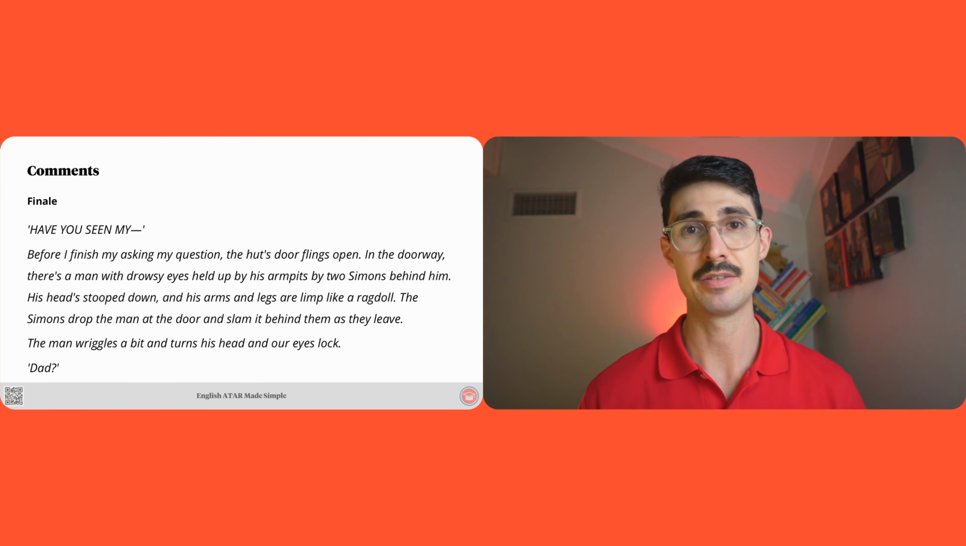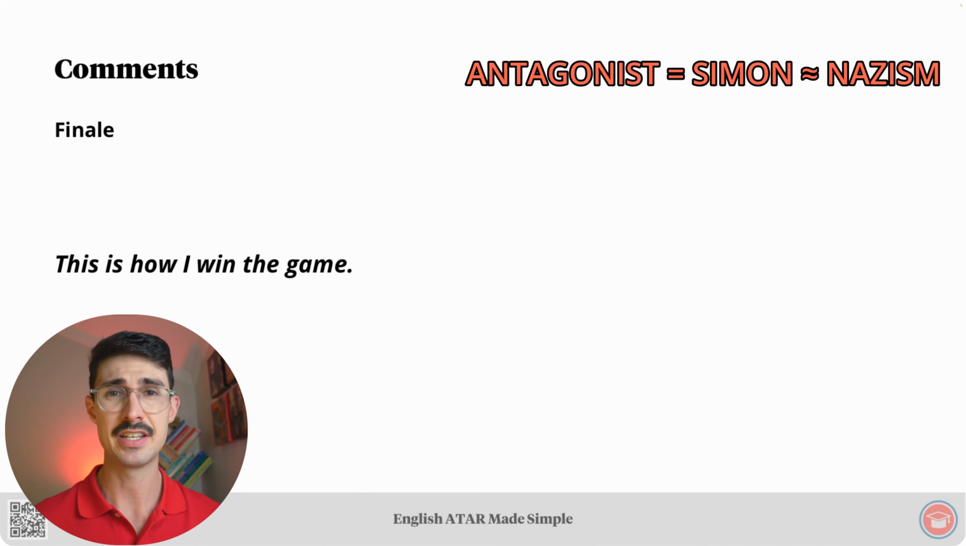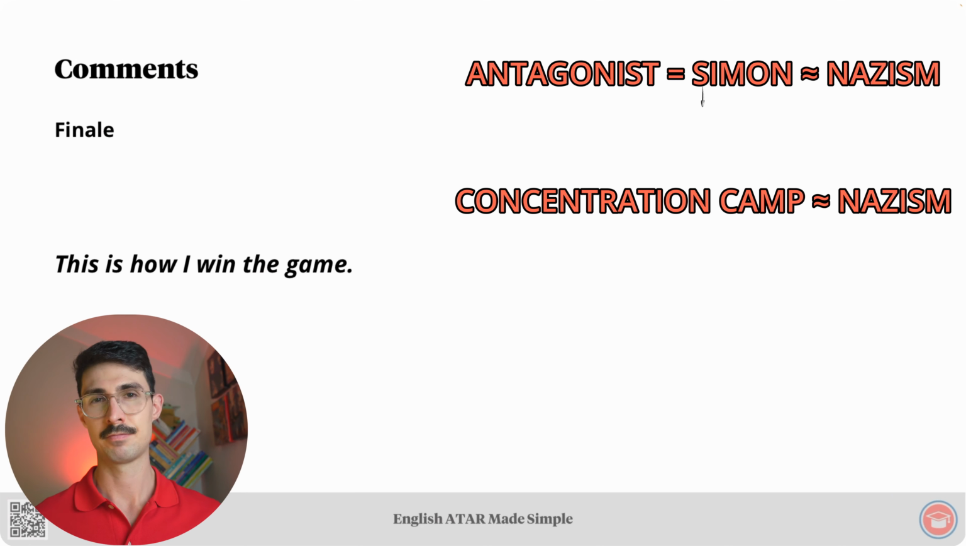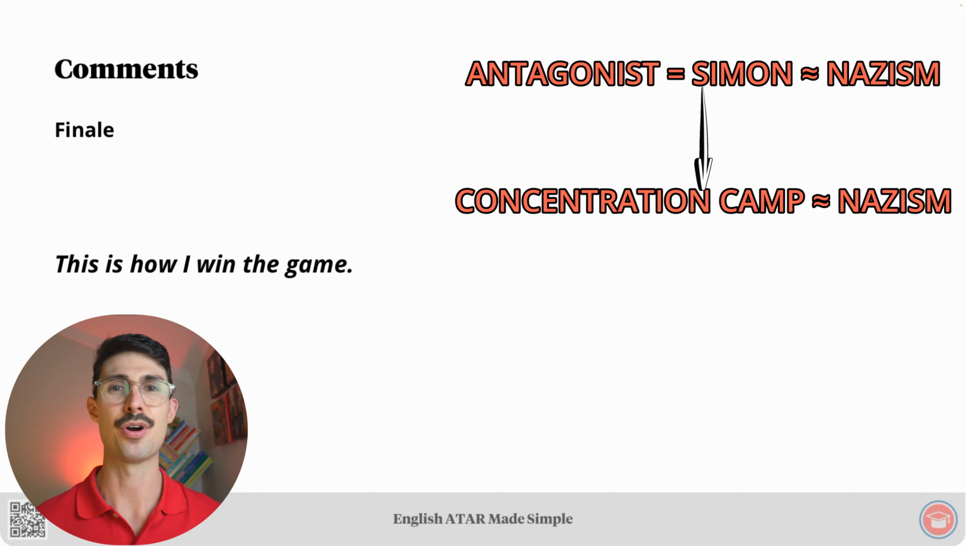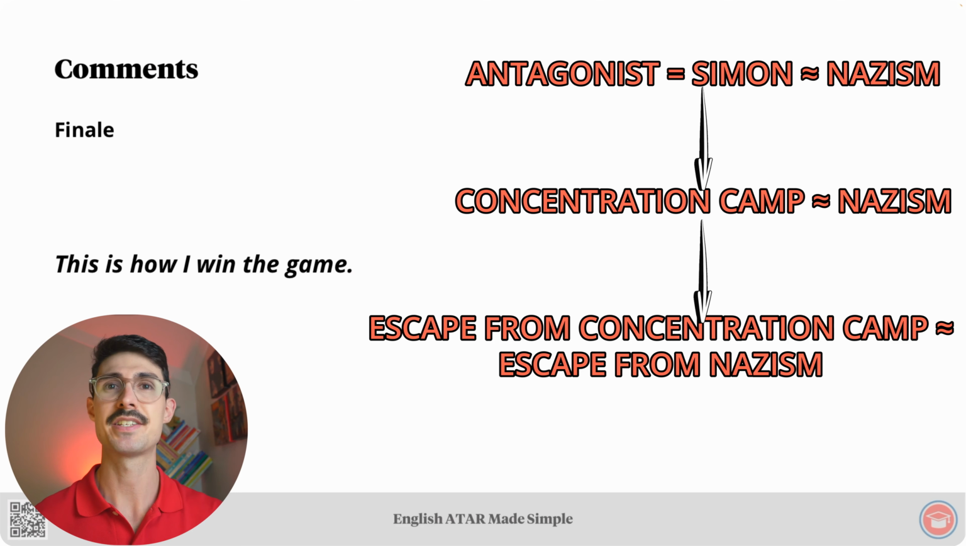Dad?" While that is a happy ending of sorts, it has nothing to do with Charlie's mission. Remember, the antagonist is Simon, who embodies Nazism. So really, Charlie was under the control of Nazism while he was in the concentration camp. Therefore, Charlie's escape from the camp symbolizes his liberation from Nazism.